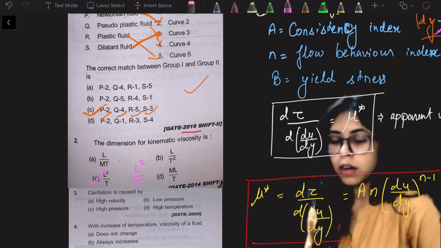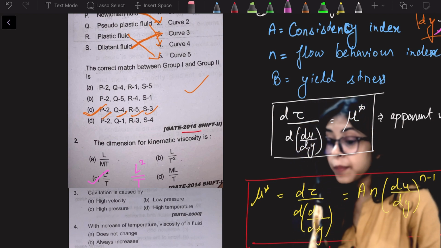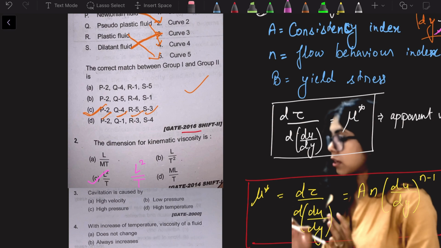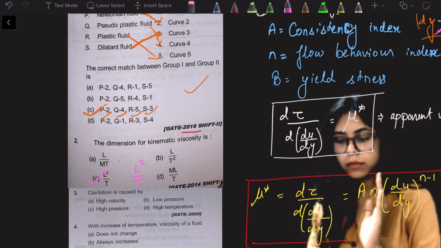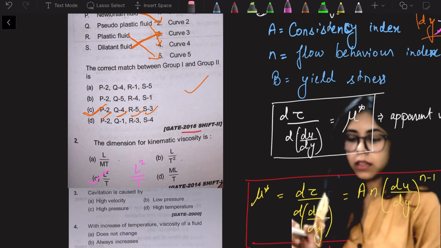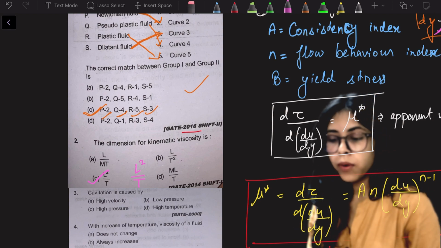So let's do the third question. Cavitation is caused by. So the cavitation is caused by low pressure. Answer will be low pressure, but how, right?